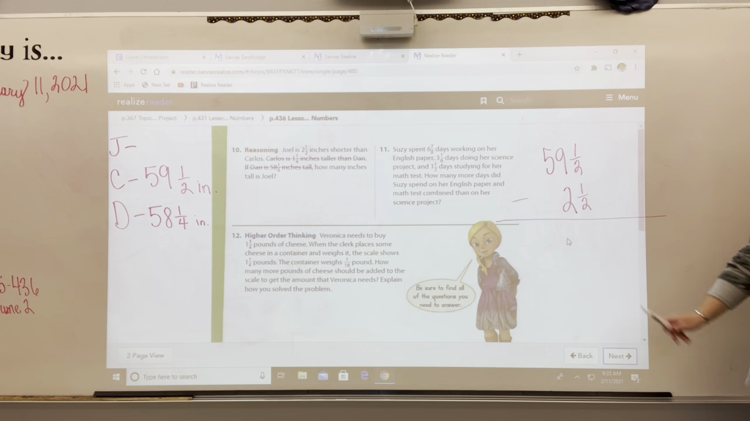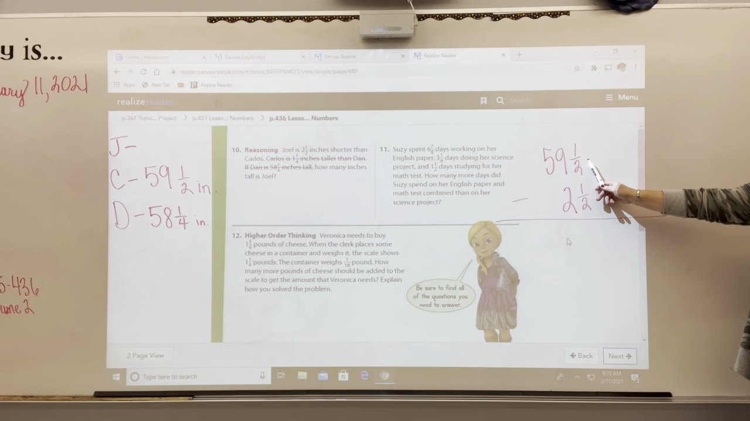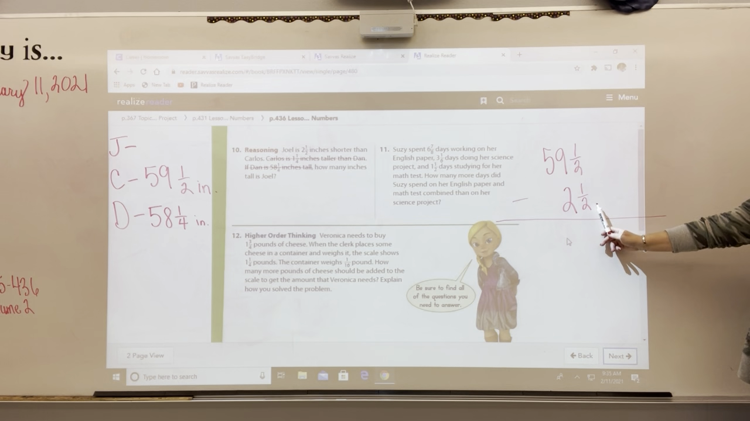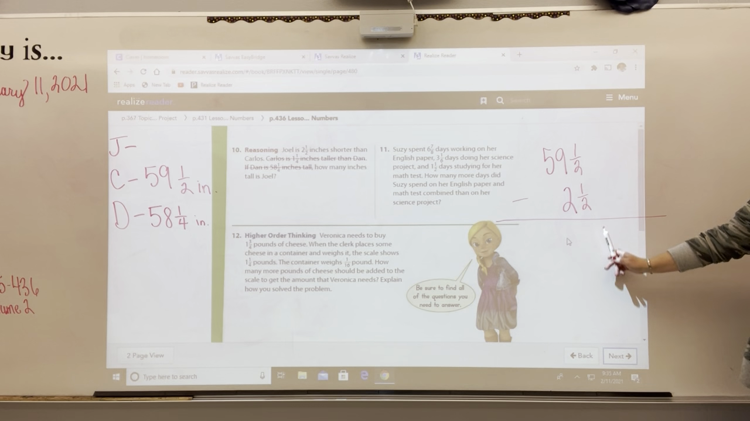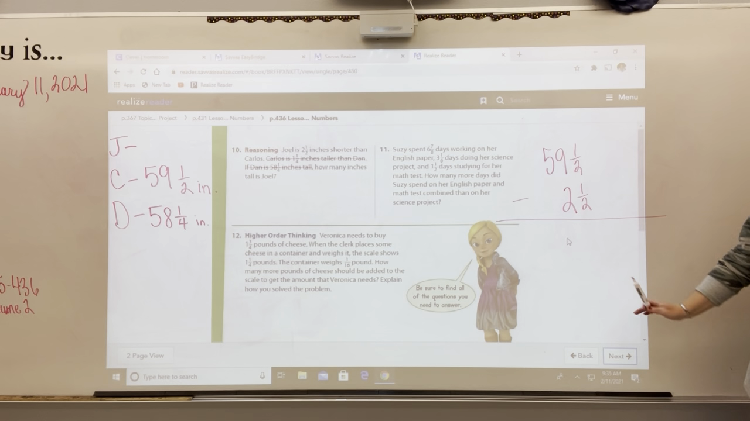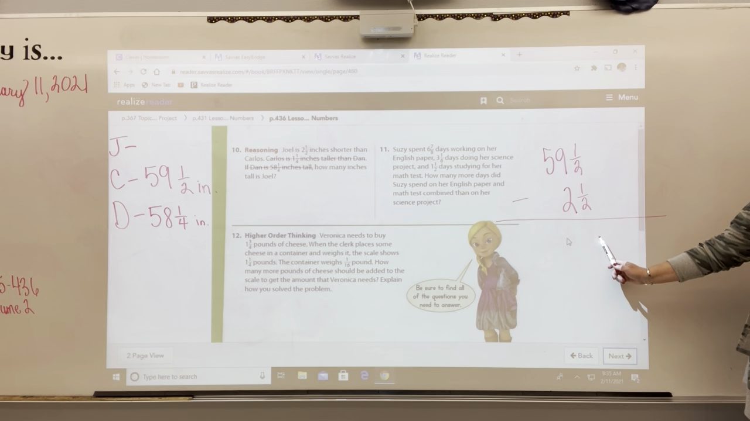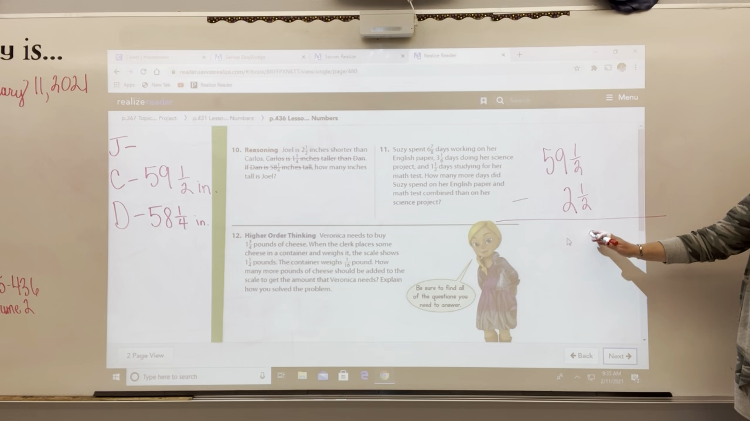Same denominators. So if I had a half a pizza, and my husband came and ate my half a pizza, how much pizza do I have left? Zero. Actually, I don't have zero. I have nothing. I don't want you to put zero here. I just want you to leave it blank, okay?